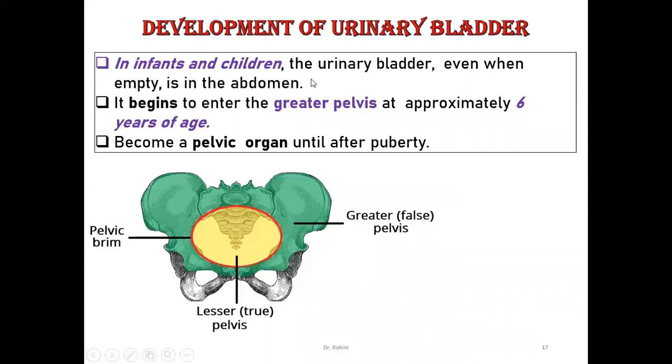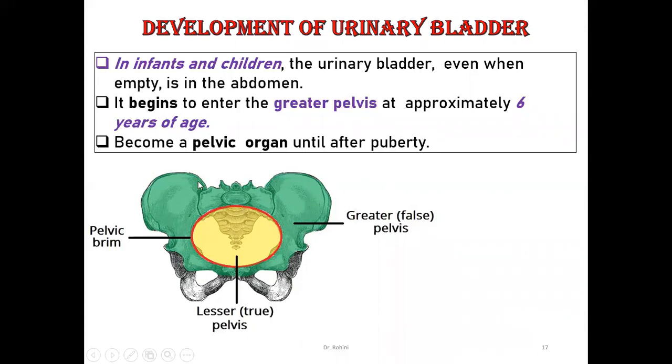Now, the position of the urinary bladder. In infants and children, the urinary bladder is more or less abdominal. It's not completely pelvic. Even when empty, it lies in the abdomen, and may reach up to the umbilicus. But as the children grow, it begins to enter the greater pelvis at approximately 6 years of age, and it becomes a completely pelvic organ only after puberty. So when the baby is born, the bladder is in the abdomen, in the infraumbilical part. By 6 years of age, it comes down and occupies the greater pelvis.